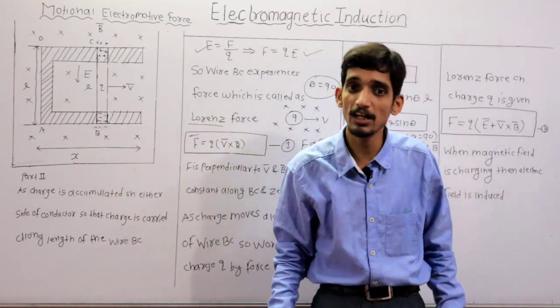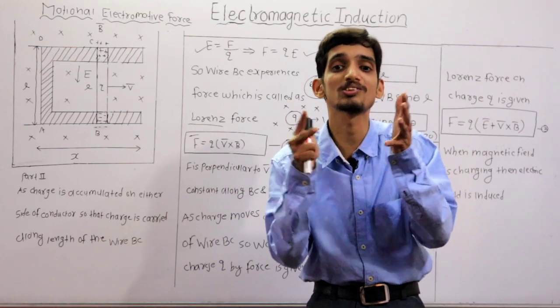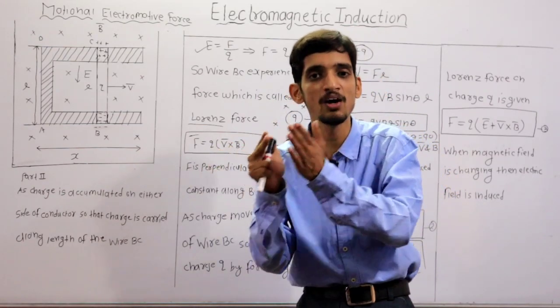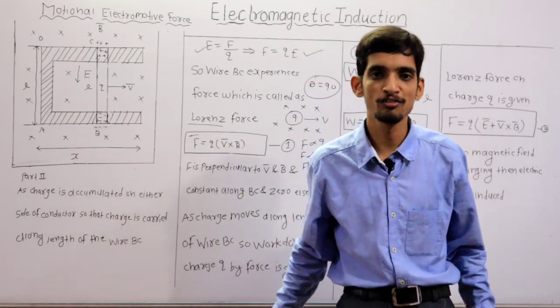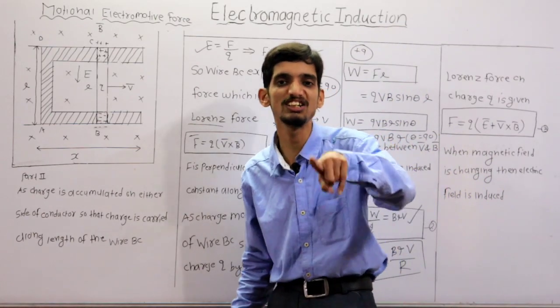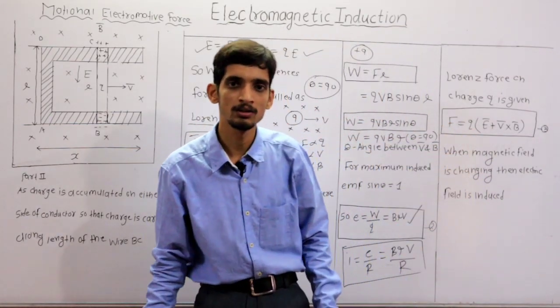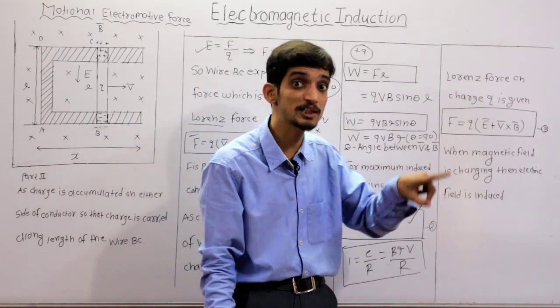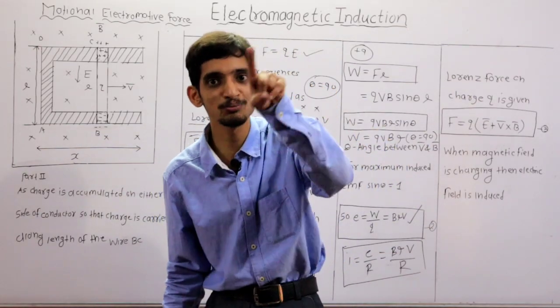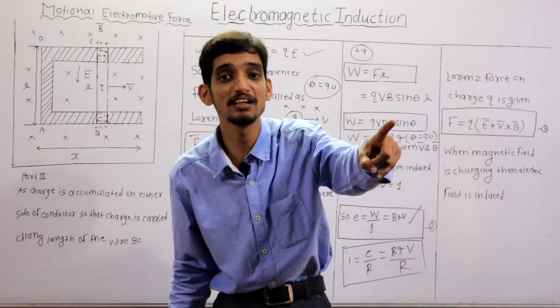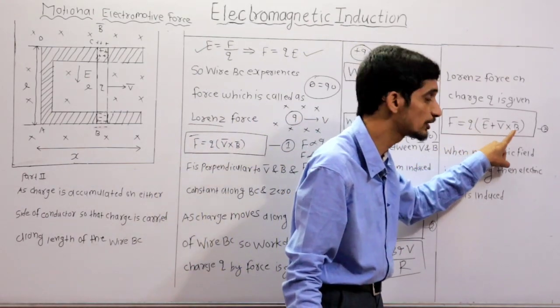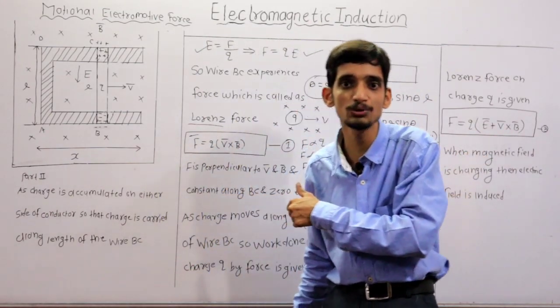So definitely the rod experiences two forces. One is due to the electric field, the other is due to the magnetic field. Force experienced by a charge placed in an electric field is given by Q times E. And force experienced by a moving charge placed in a magnetic field is given by Q times V cross B bar, which I have already discussed with you.